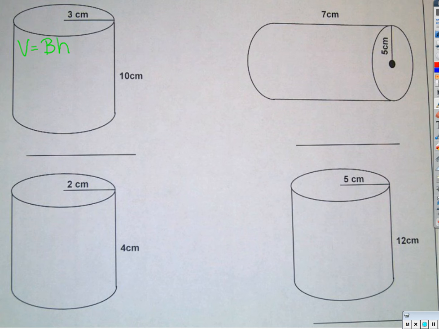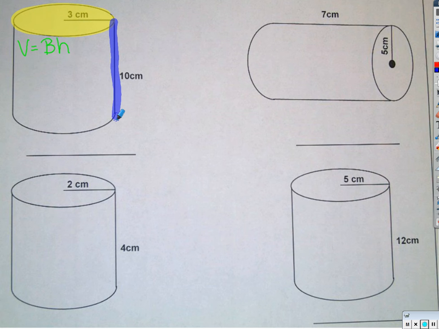times H, which is the height of our prism. Since we have to find the area of the base, we're going to have to find the area of a circle. And a lot of you still remember, to find the area of a circle, we use the formula pi times the radius squared. So we're going to find the area of the circle, and then we're going to multiply that answer times the height of the cylinder.